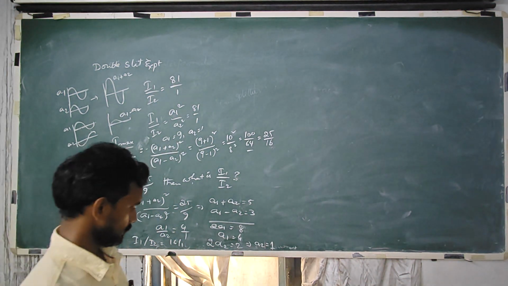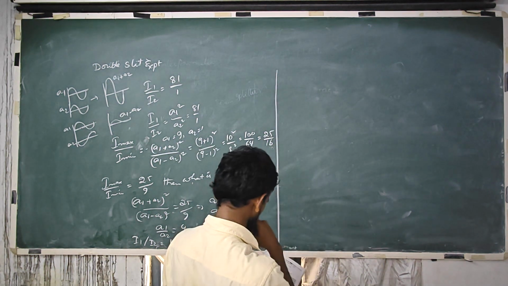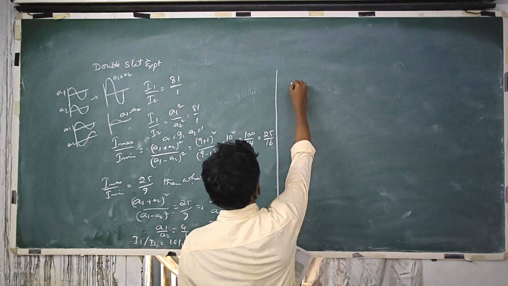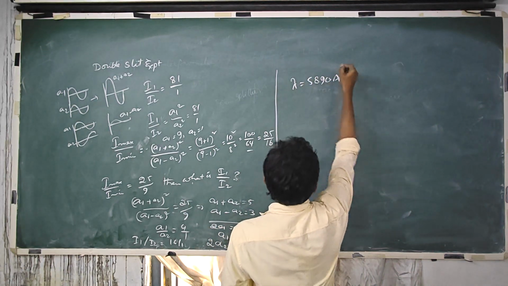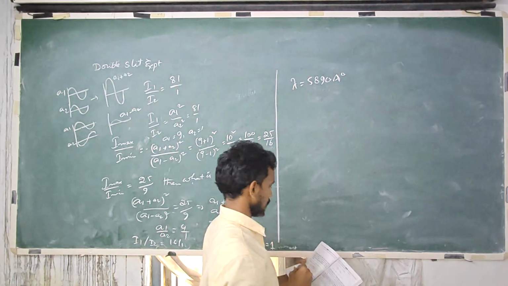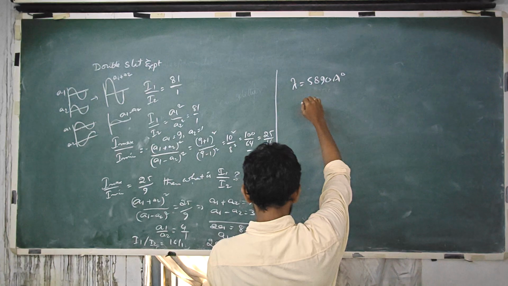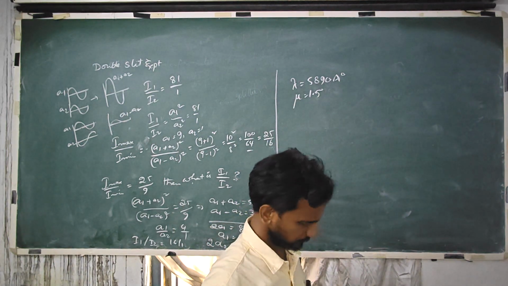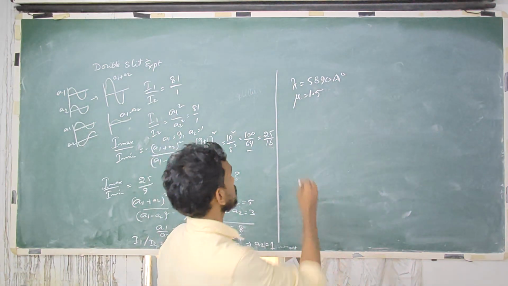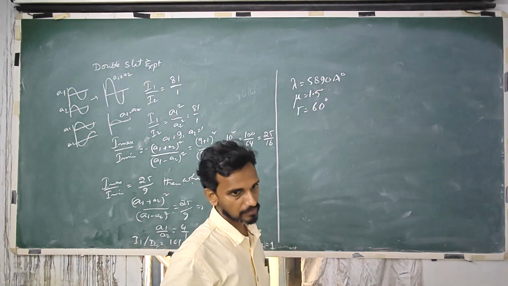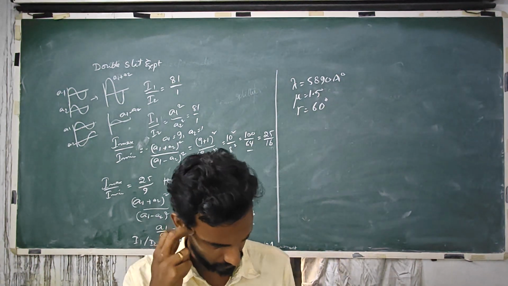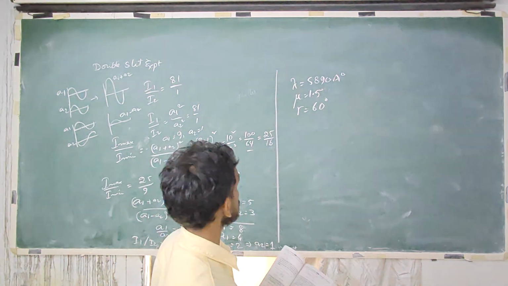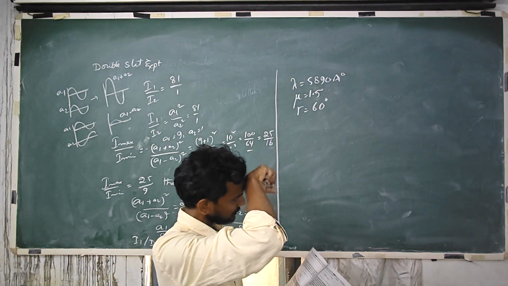Okay. Another problem. A parallel beam of light with wavelength 5890 angstroms is incident on a glass plate with refractive index 1.5 and angle of refraction is 60 degrees.